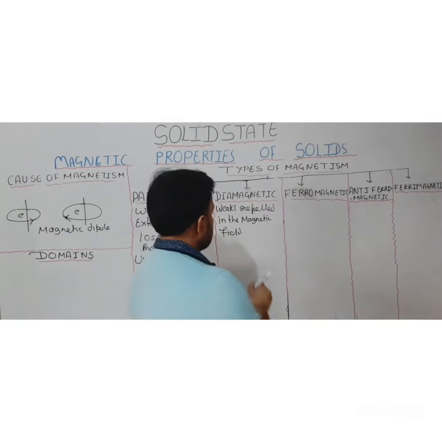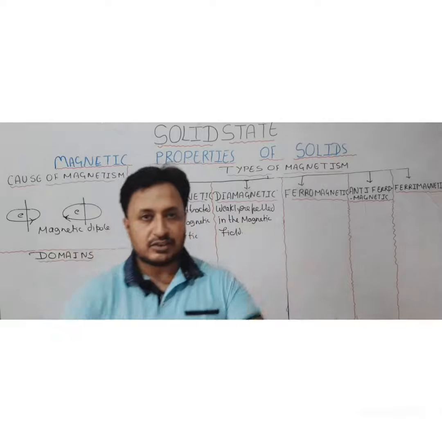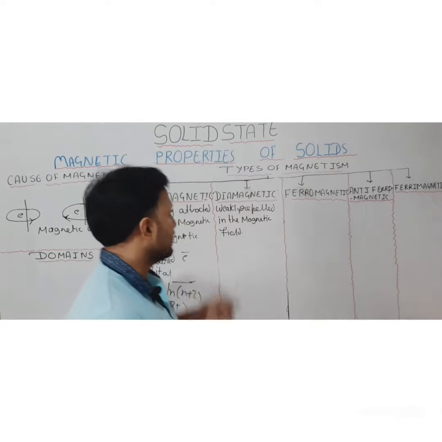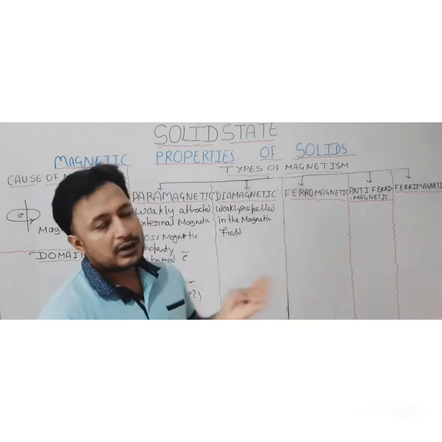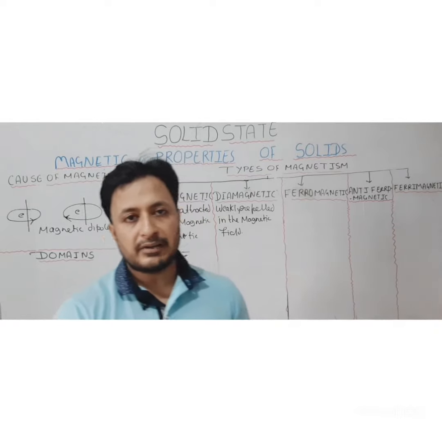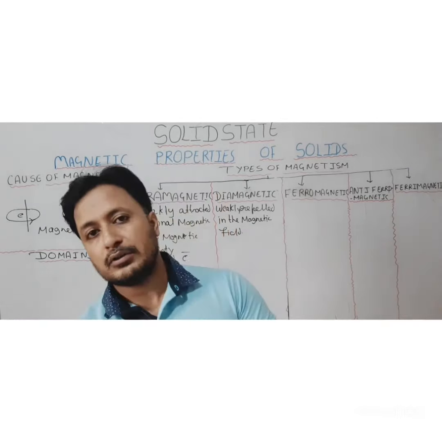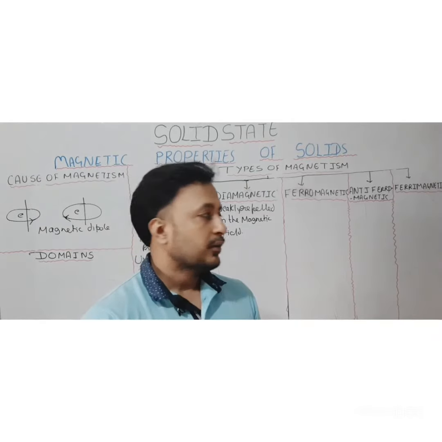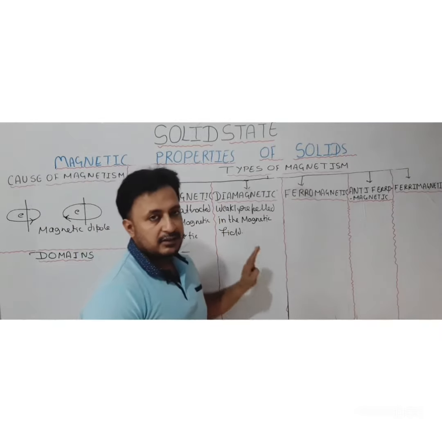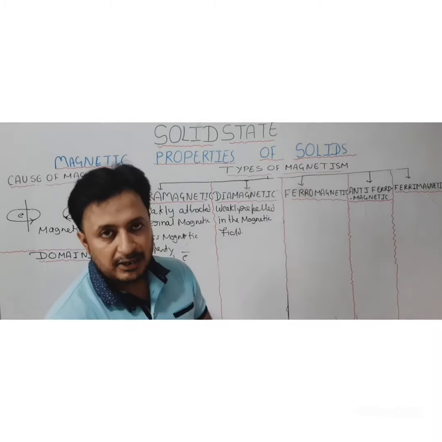If these kinds of substances are placed in an external magnetic field, what happens in the diamagnetic substance? They are going to align opposite to the direction of the magnetic field. Whatever the direction of the magnetic field, they take the opposite direction. That's why there will be no magnetic property exerted by them, so they are weakly repelled in the magnetic field.